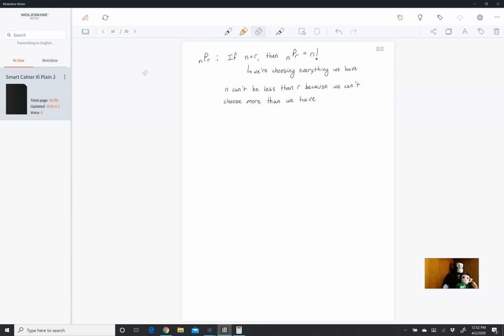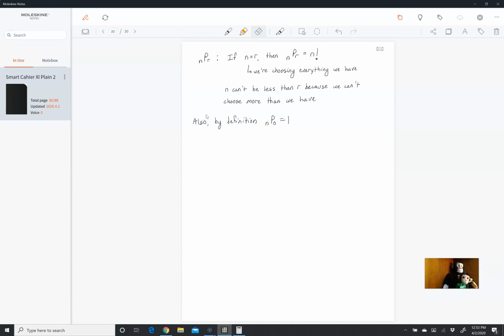And just by definition, if we're choosing nothing, there's only one way to do that, and that's just choosing nothing. So this helps make sure that we don't wind up with anything undefined. If we choose nothing, there's only one way to do that. So nP0 is equal to 1. It doesn't matter what n is.